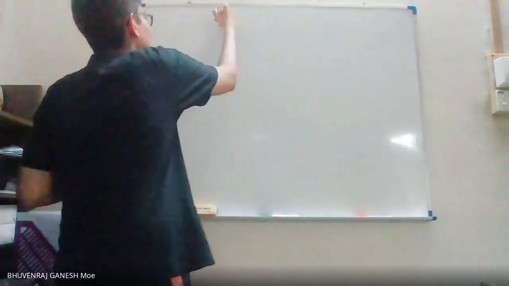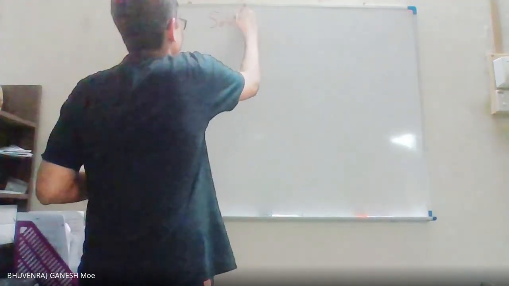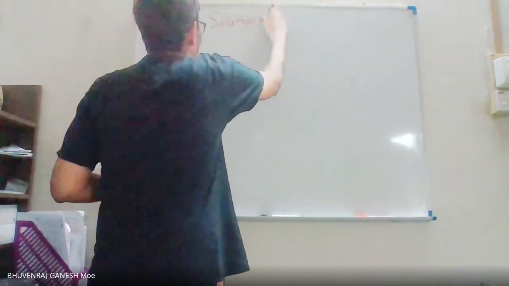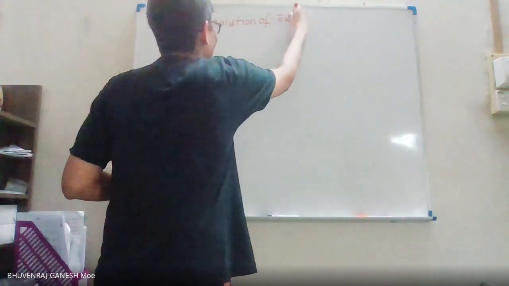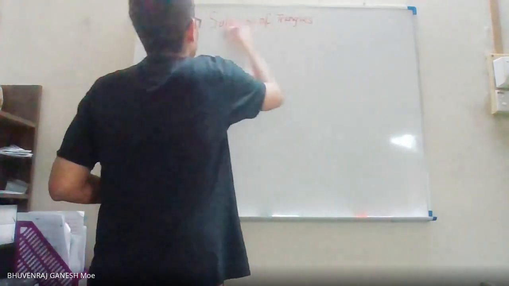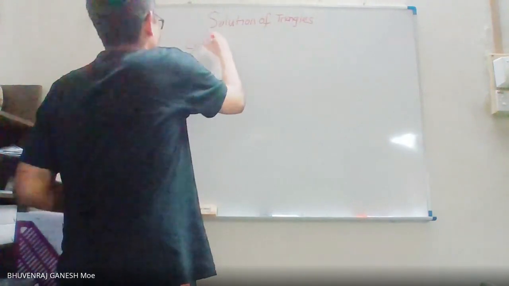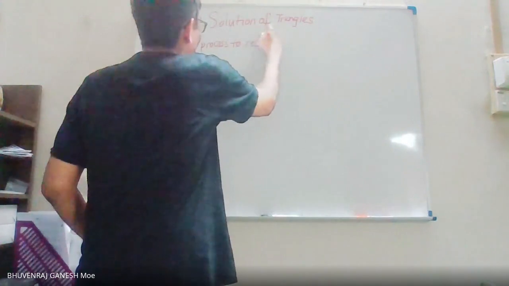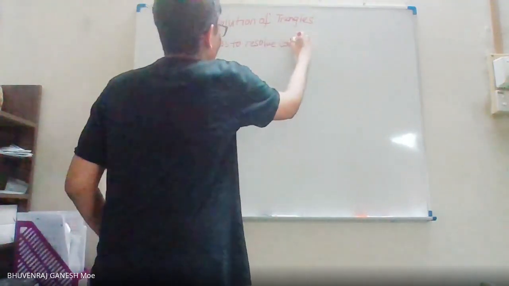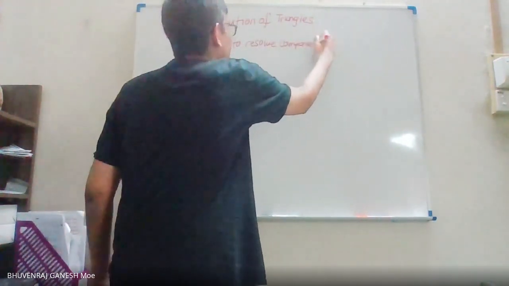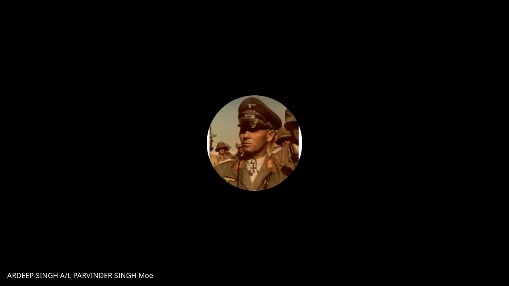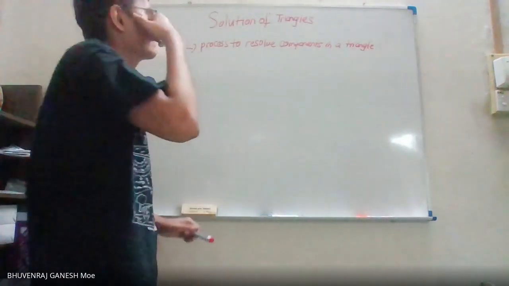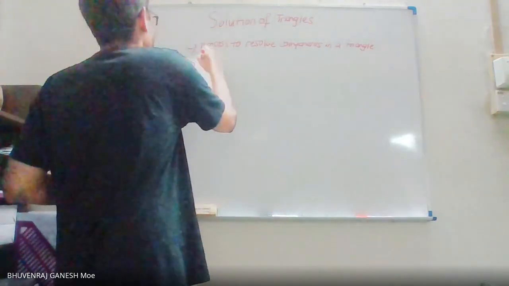So this chapter is known as solution of triangles. And there is a reason why they call it like this. Solution of triangle is actually a process to resolve components in a triangle. For me, I like to say solution of triangle is to solve any question related to triangles. I think I'll write that down also.